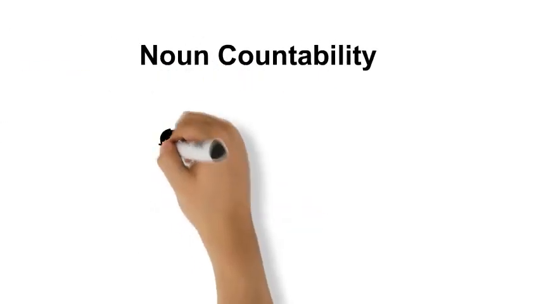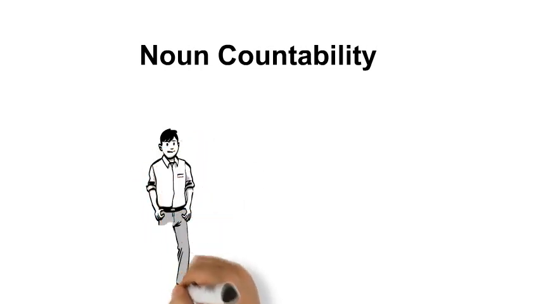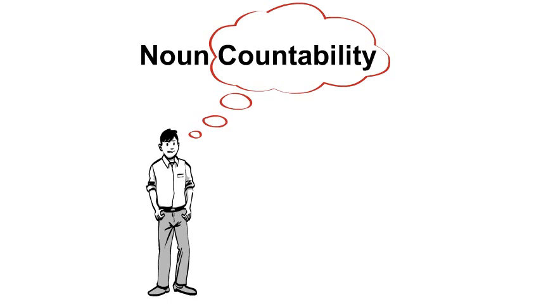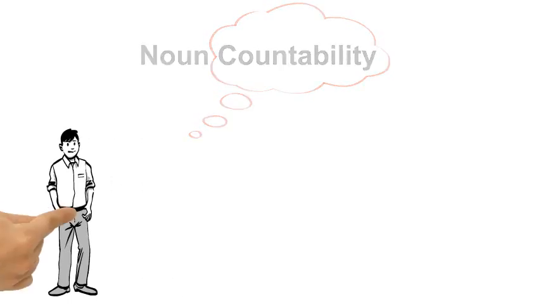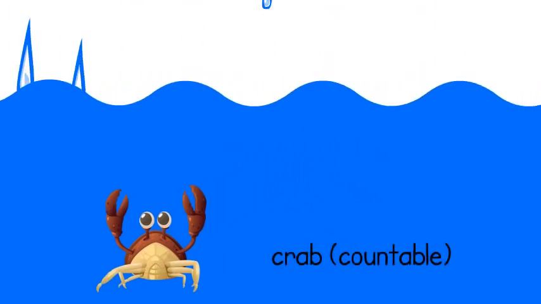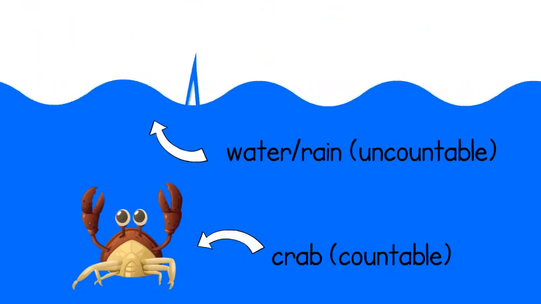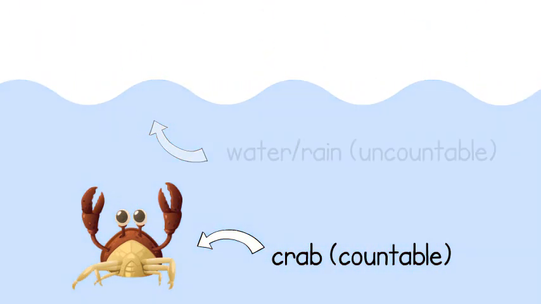In this video, we will look at noun countability and how this impacts on other aspects of grammar in the sentence. One thing we need to know about nouns in English is whether we can count them or not. Some nouns are countable, some uncountable, and some nouns can be both. So let's start with what you know.